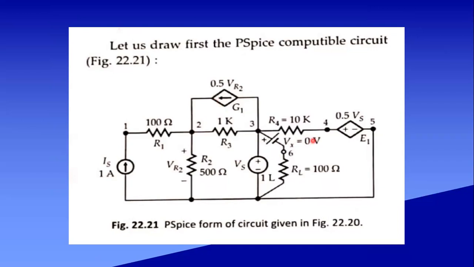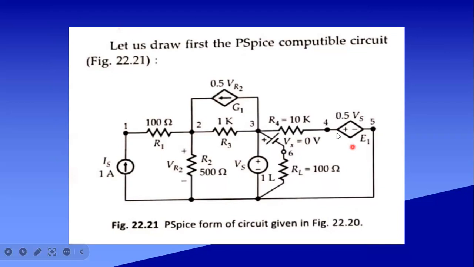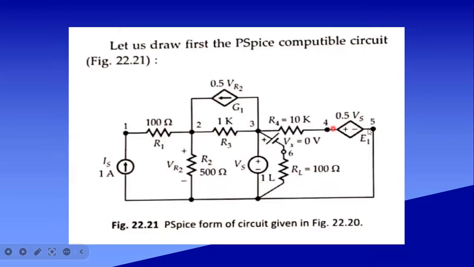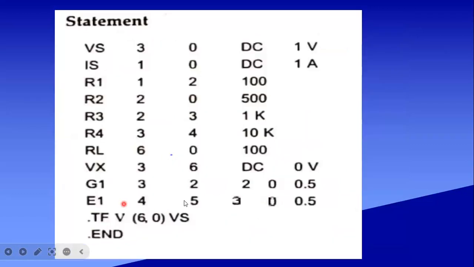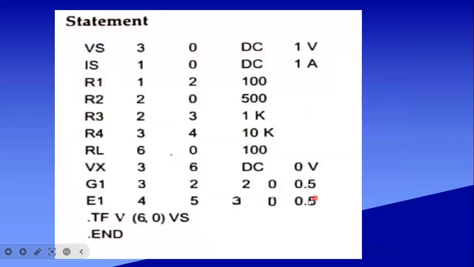Then coming to the other source, E1, the voltage dependent voltage source, connected between 4 and 5. E1 is connected between 4 and 5 and it depends upon 3 0, the voltage between 3 and 0, and the gain is 0.5. In this way we write the program.